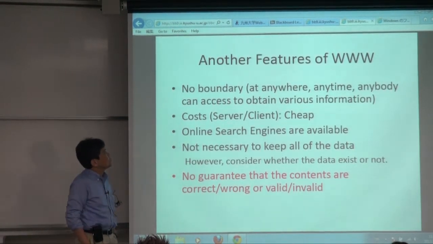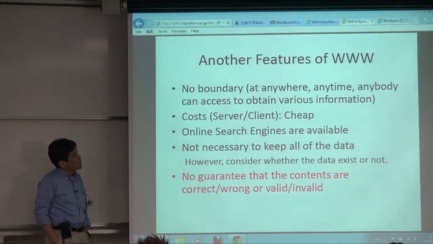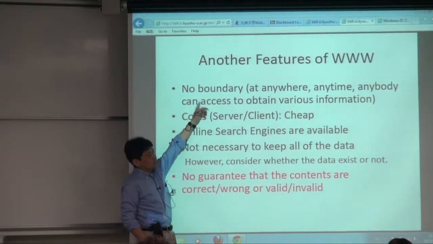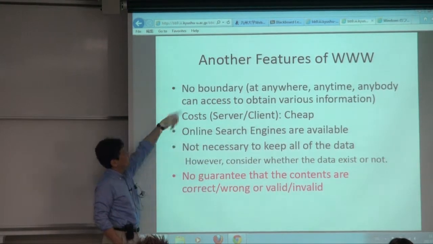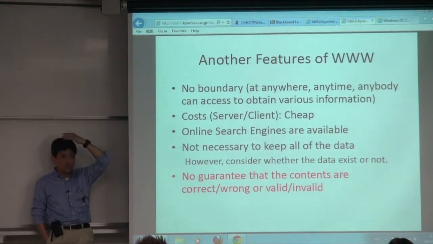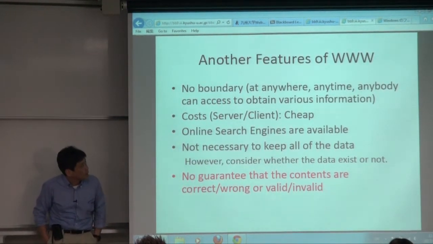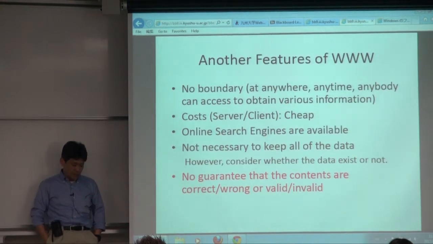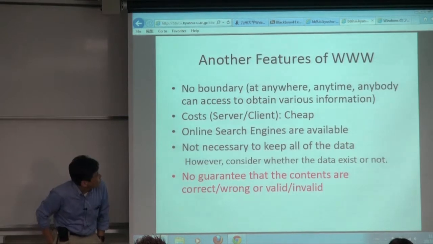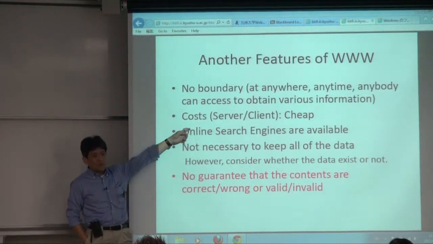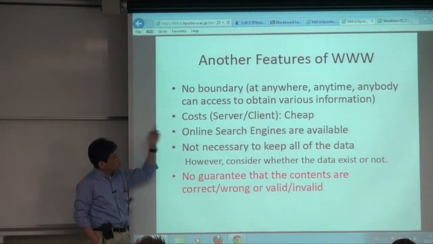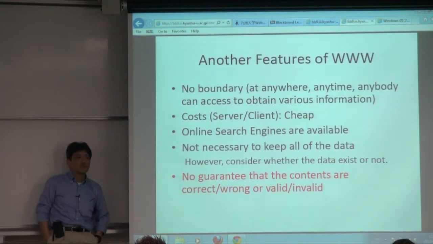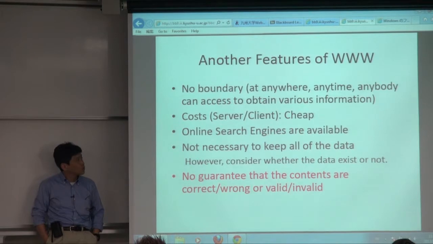And another feature of the World Wide Web is that there is no boundary, of course. Anywhere, anytime, anybody, including you, can access any information provided on the World Wide Web. And the cost is very cheap, usually no cost. And search engines are available, like Google and Yahoo and so on.